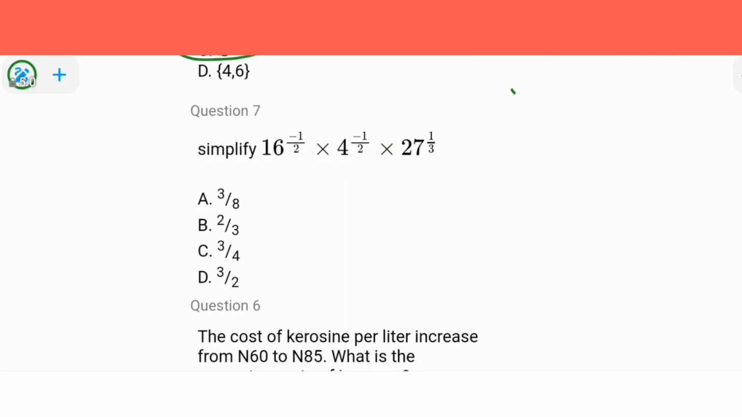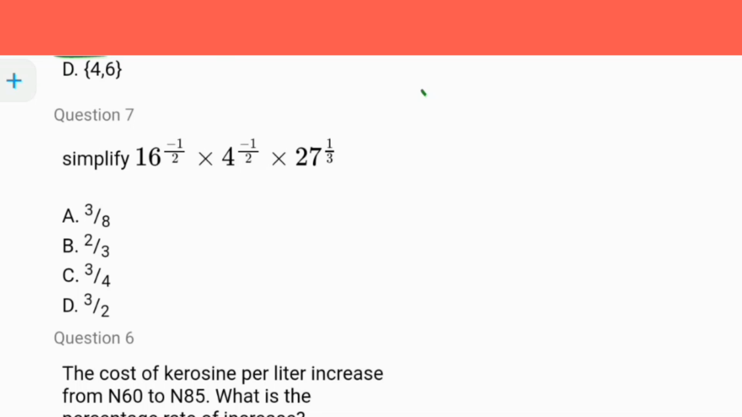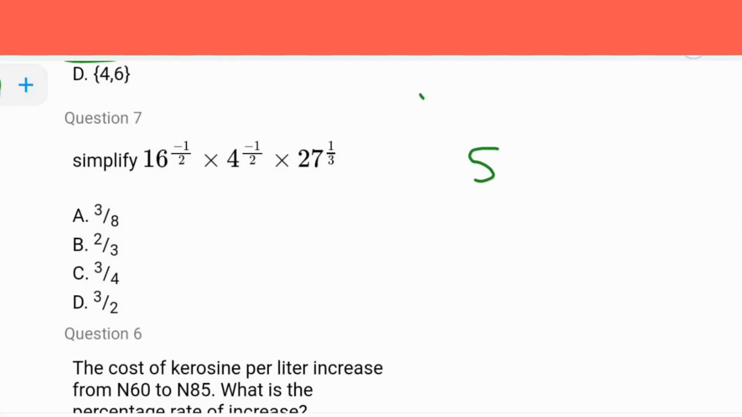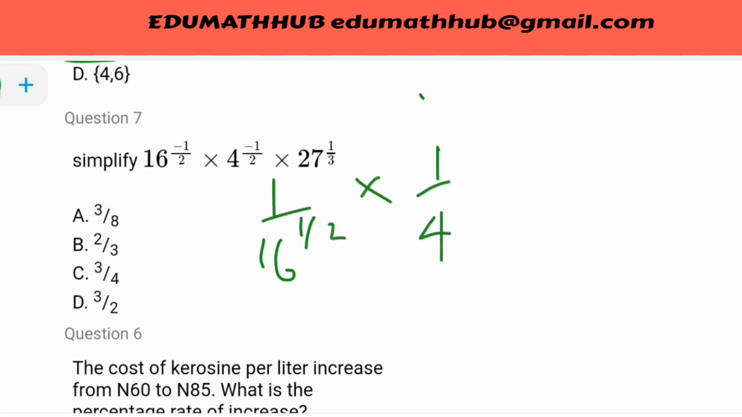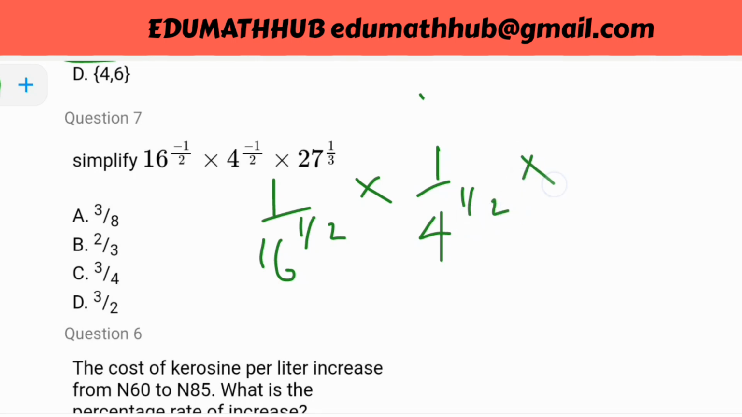For this next one, you have to simplify 16 raised to the power minus half times 4 raised to the power minus half times 27 raised to the power 1 over 3. So remember that 5 raised to the power minus 2 is the same thing as 1 over 5 raised to the power 2. So once you do 1 over, the minus will no longer be there. So you apply that same concept here. 16 raised to the power minus 1 over 2 will now be 1 over 16 raised to the power 1 over 2, times 1 over 4 raised to the power 1 over 2, no more minus, times 27 raised to the power 1 over 3, which is the cube root of 27. This one does not have minus.